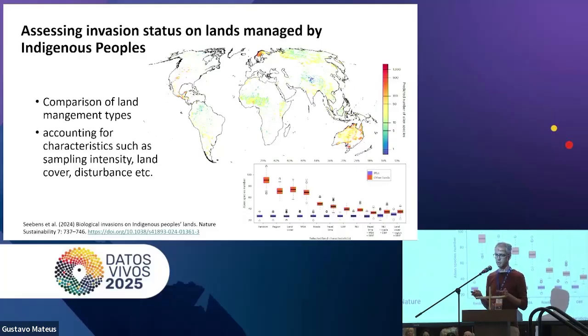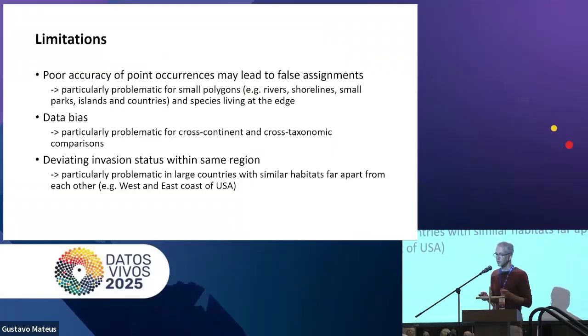But this is just a case study of how the data could be used. There are, of course, many limitations associated with that. These are just three major ones. One is the poor accuracy some of the occurrence records have. It might be that the assignment of an occurrence record to a certain area is wrong. This is particularly problematic for small polygons, so don't even think about applying that to rivers, for example.